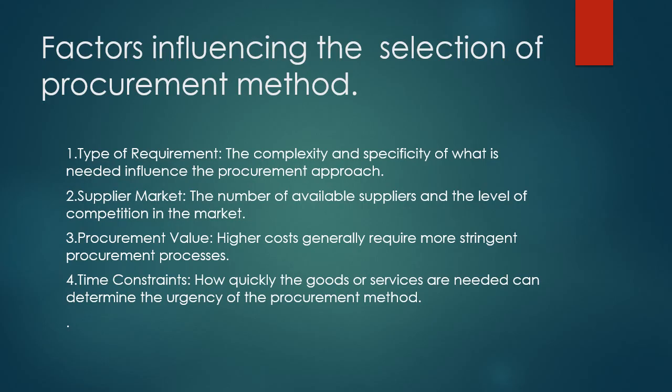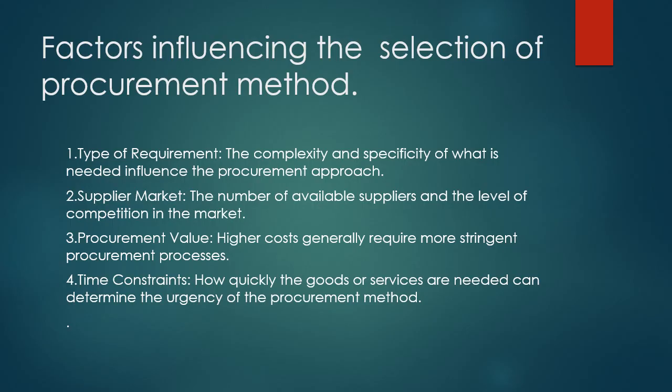Factors influencing the selection of procurement method. Number one, type of procurement. The complexity and specificity of what is needed influence the procurement approach. Number two, supply market. The number of available suppliers and the level of competition in the market.